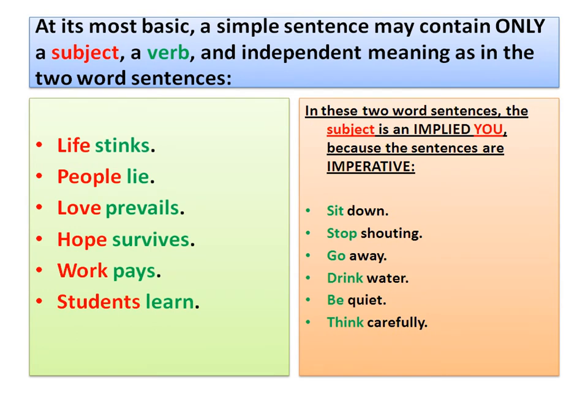In these two-word sentences here on the right, you'll notice that there isn't a subject. That's because these sentences have an implied subject, you, because the sentences are imperative. Imperative means that you're telling somebody what to do with your sentence or giving them a command. We could add you to each one of these sentences, as in, you sit down, but sometimes that seems a little too aggressive, so we just imply the you and allow the sentence to be correct without the subject there. Sit down, stop shouting, go away, drink water, be quiet, think carefully. Each one of these is also a correct sentence.